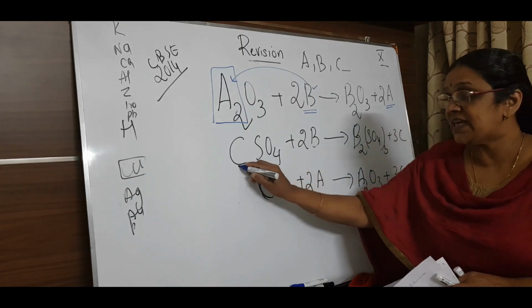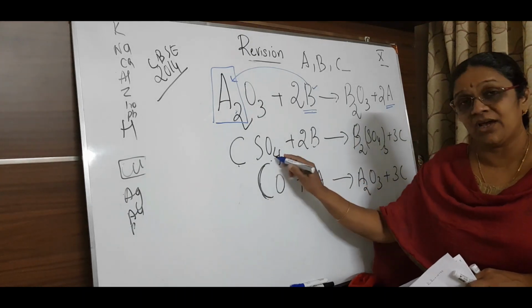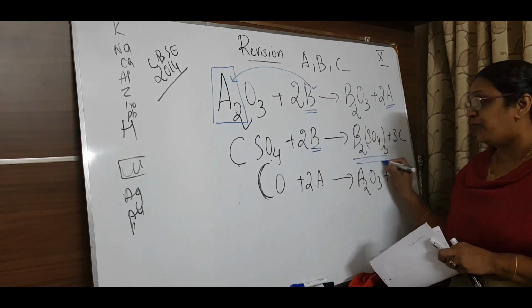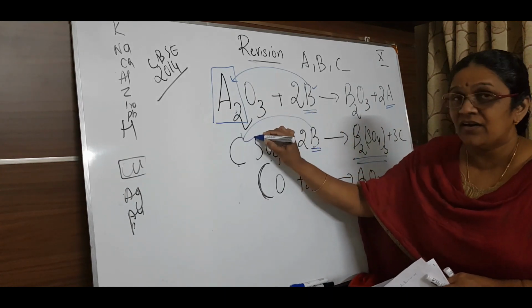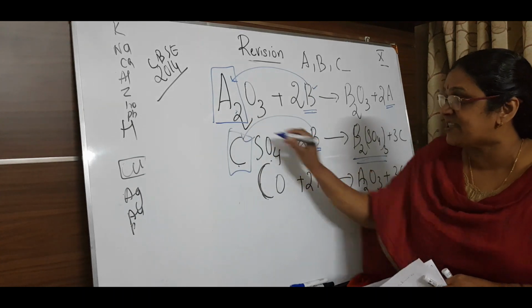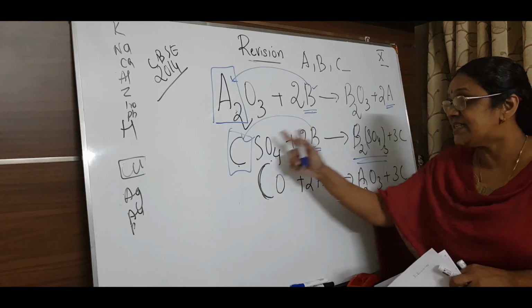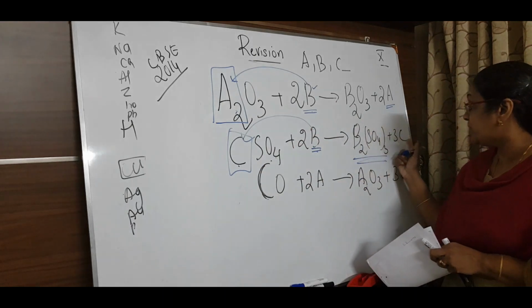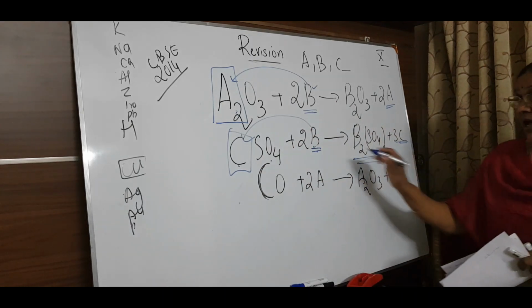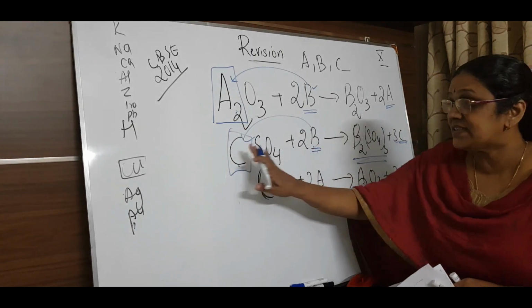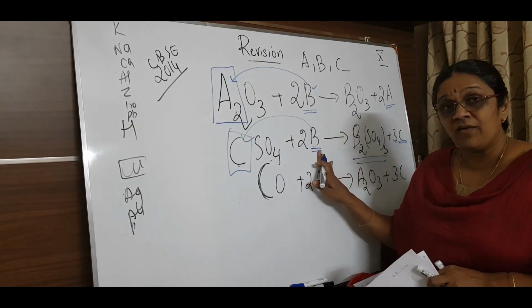Here also CSO4, again an aqueous salt solution. Now what is B? BSO4. That is, B is getting here, which means C is displaced by whom? B, isn't it? B comes and sits here, and C is knocked out. C is knocked out and B is sitting here. That means C is removed by B, or C is displaced by B.